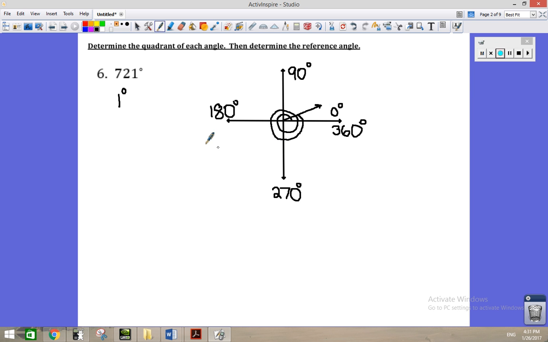Okay, so we are in quadrant 1. Any angle that is in quadrant 1 is its own reference angle. Now, with 721, our reference angles are always acute angles. So first with 721, we found its coterminal angle, and if you're between 0 and 360, and that angle lies in quadrant 1, between 0 and 90, it is its own reference angle. I don't have to subtract anything or add anything to it. So the reference angle for 721 degrees is 1 degree.